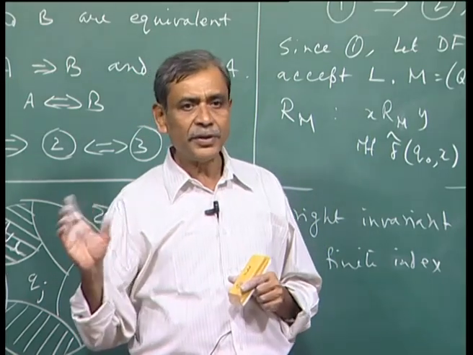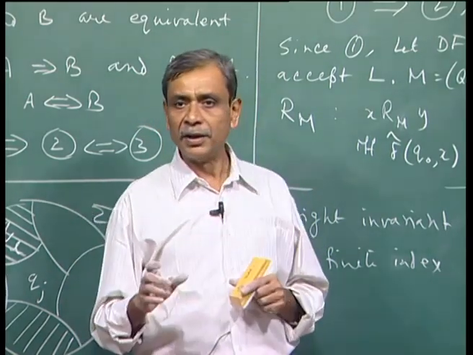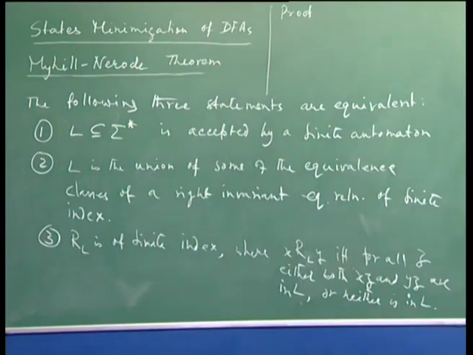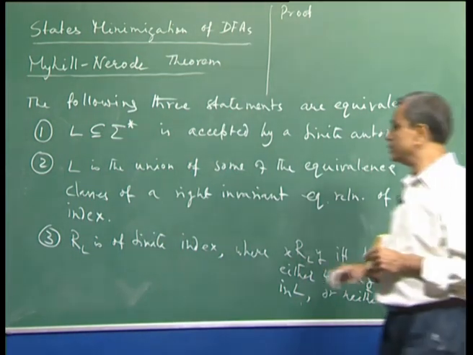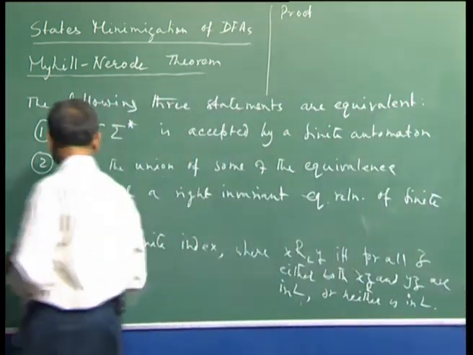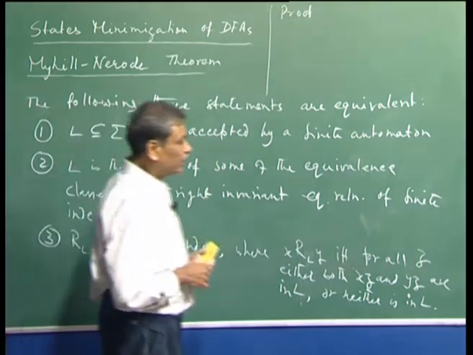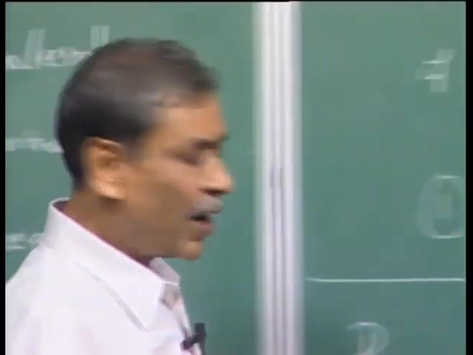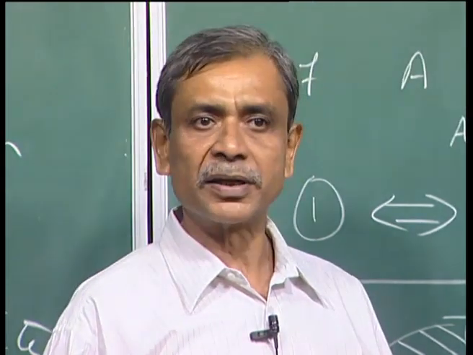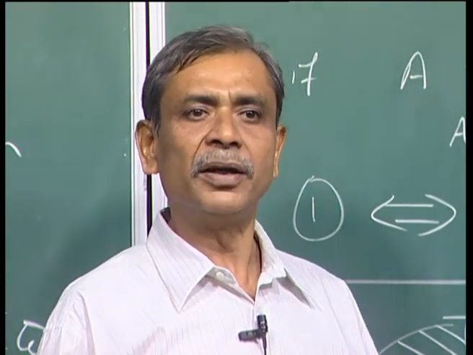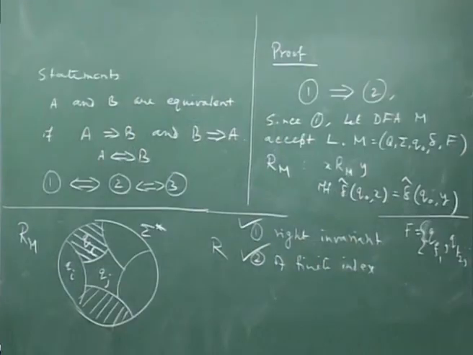That was the notion of right invariance. And then finally, we talked about refinement, which we have not yet used so far, but which we will use in the proof of 2 implies 3. We said a relation R is a refinement of the relation R dash if whenever two strings are related by R, they will also be related by R dash.